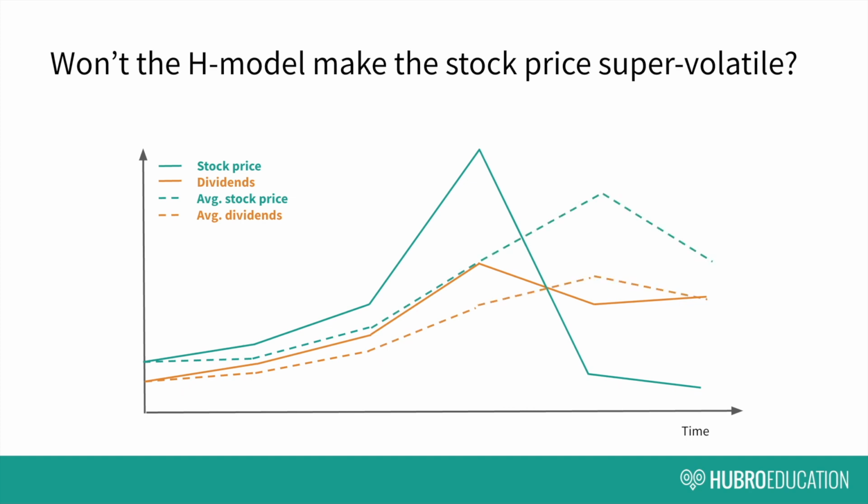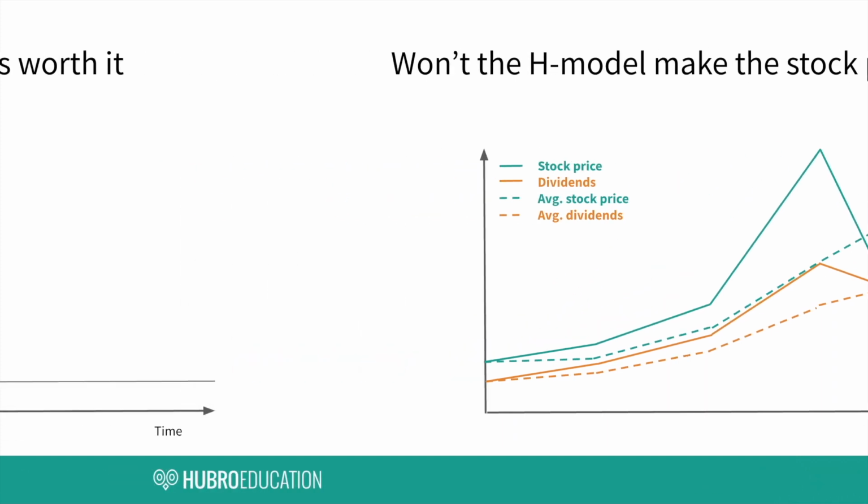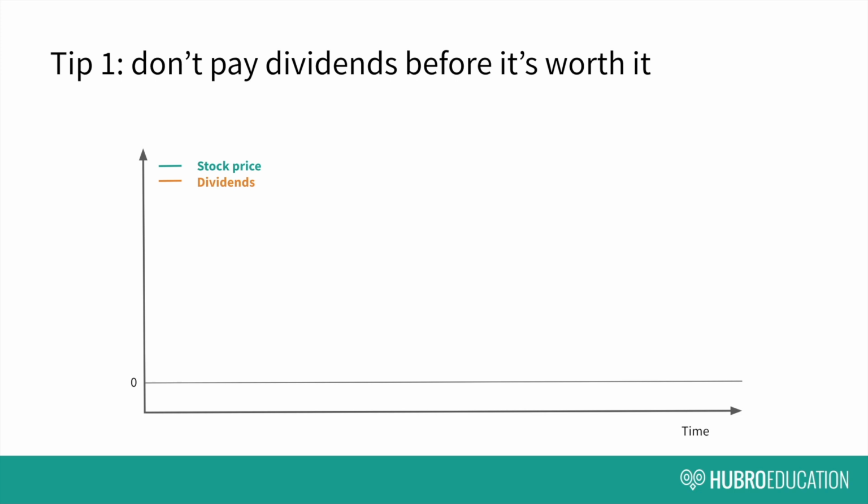Before we finish up, let us give you a few final tips. First, don't pay dividends until you're ready. When starting out, your investors bought your stock at a price of $200 per share. Your stock price will remain at this level until you start paying dividends. If you start paying dividends when you're not very profitable, then the H model will punish you and give you a much lower stock price than you initially had. This will limit your access to new capital and can cripple your company.